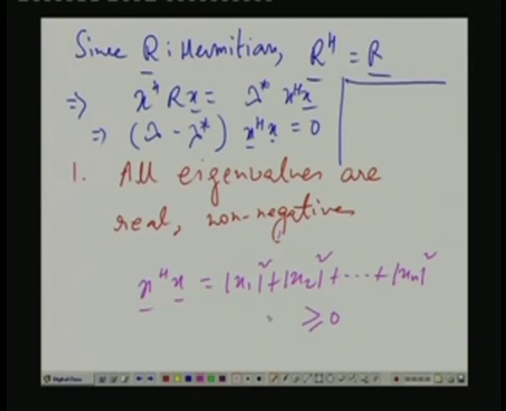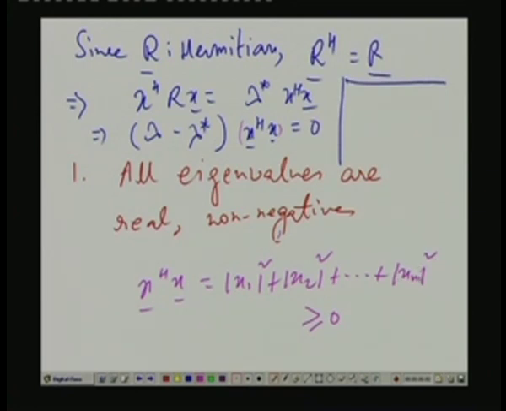But point is, by definition, x cannot be a 0 vector because x is an eigenvector. In this product, lambda minus lambda star times x Hermitian x is 0. x Hermitian x is a scalar, lambda minus lambda star is a scalar. So, either lambda minus lambda star equal to 0 or x Hermitian x is 0. But what is x Hermitian x? We have seen here mod of x 1 square plus mod of x 2 square plus dot dot dot plus mod of x n square.